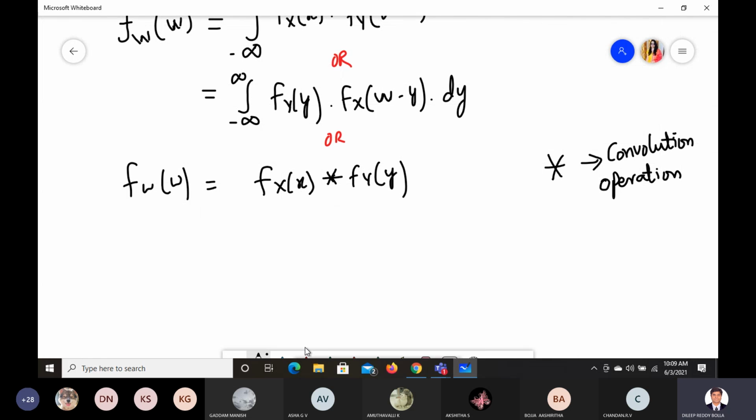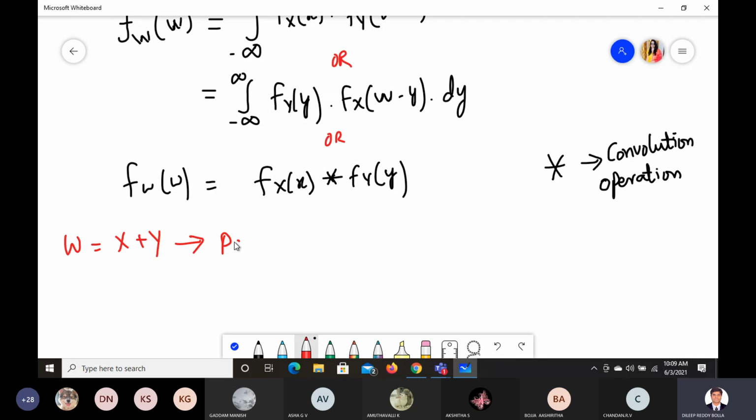Here we have something called the final note of this, where you have W equals X plus Y. If you are trying to find the probability density function for this, the probability density function of the corresponding random variable, what is this expression? It is the convolution of what? Convolution of the PDFs of X and Y.